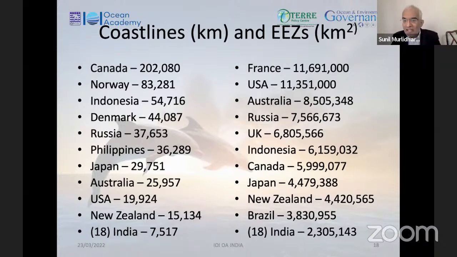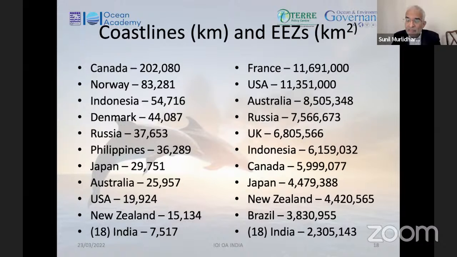You would see another surprise here, which is France, if you see the EEZ. France has got an EEZ of almost 11 million square kilometers, which is huge, which is bigger even than the USA. And that is because France has got what we call offshore islands, which belong to them. So there's Saint-Pierre and Miquelon and so on. France has got a number of offshore islands. So all those islands also create an EEZ.